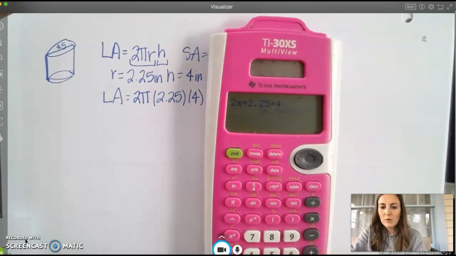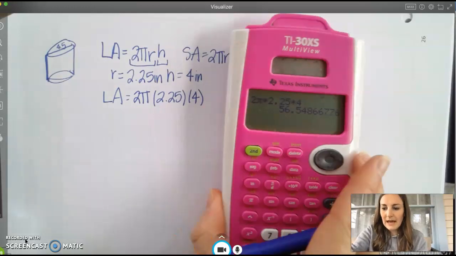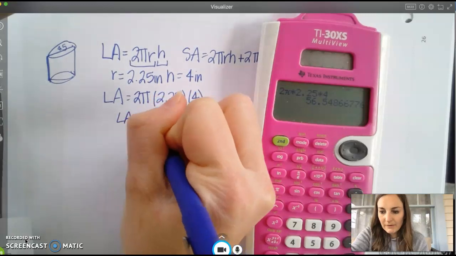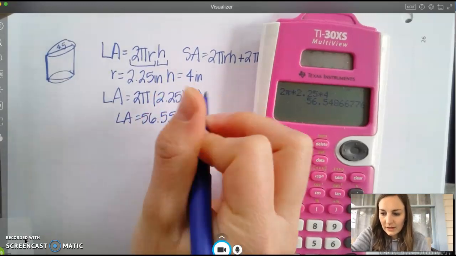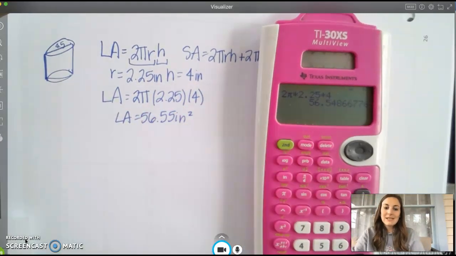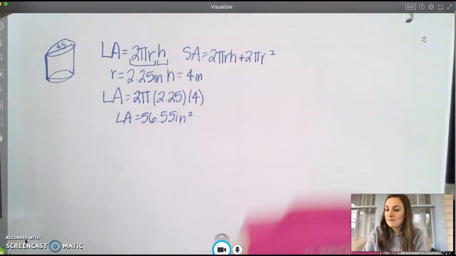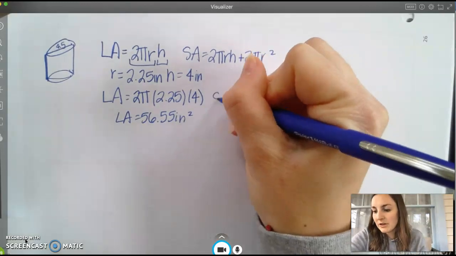So I get that the lateral area is 56.55 inches. And I want to make sure I say inches squared because area is in square units. Okay, so now I'm going to do my surface area.